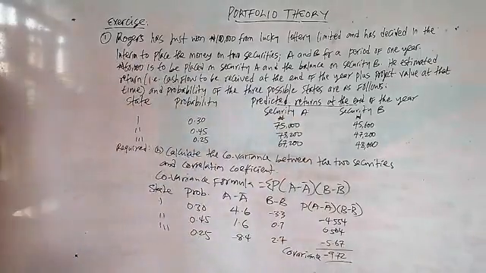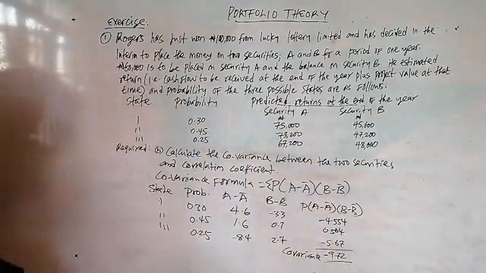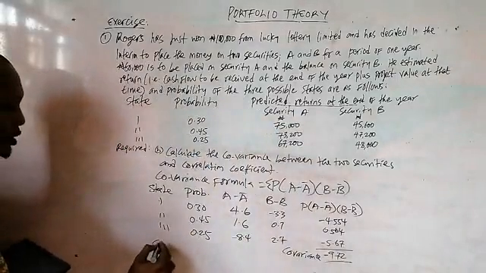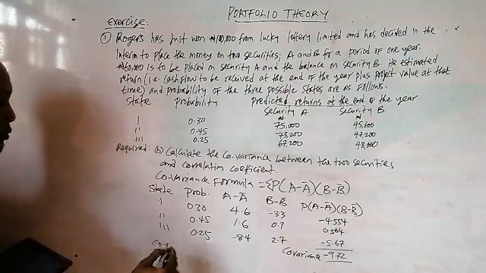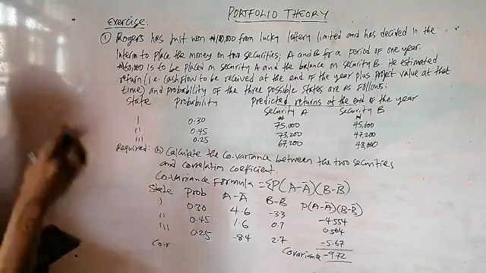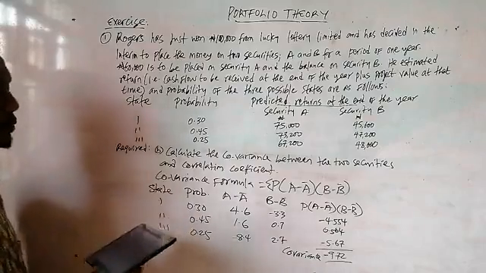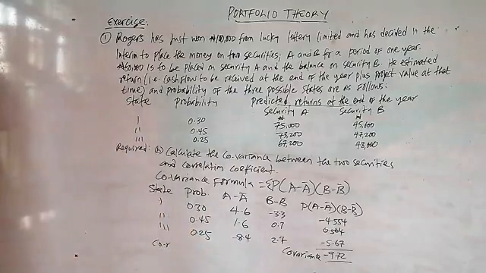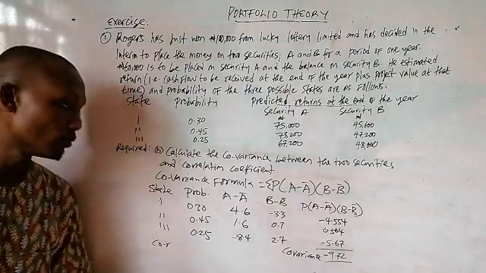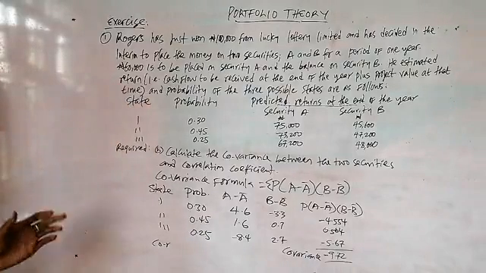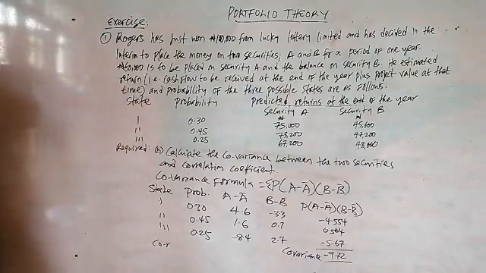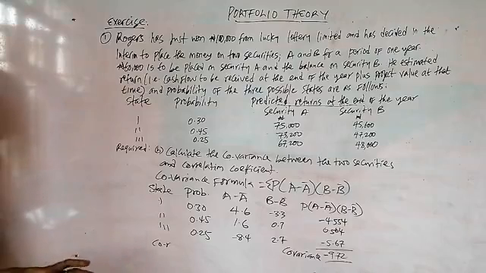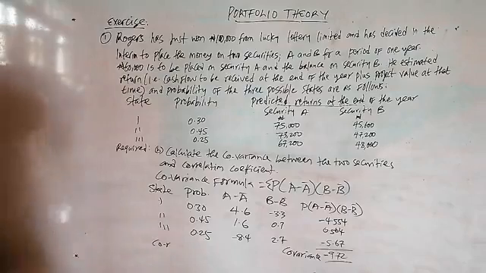So that's our covariance. So we're not talking about correlation coefficients. So what do you mean by covariance? Covariance simply means how two securities move together. How do they co-move or co-vary? So we want to measure how they move. Is there any positive correlation between them? Is there any negative correlation between them? Is there no correlation at all between them?